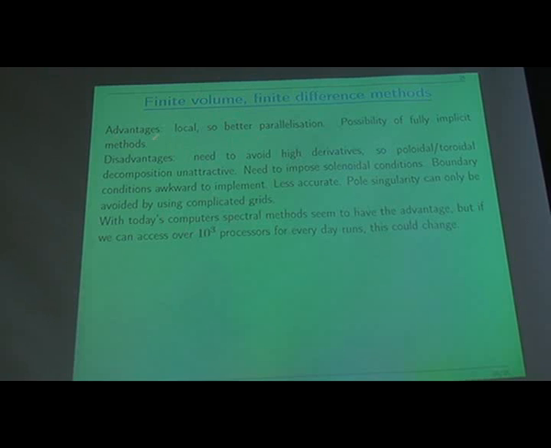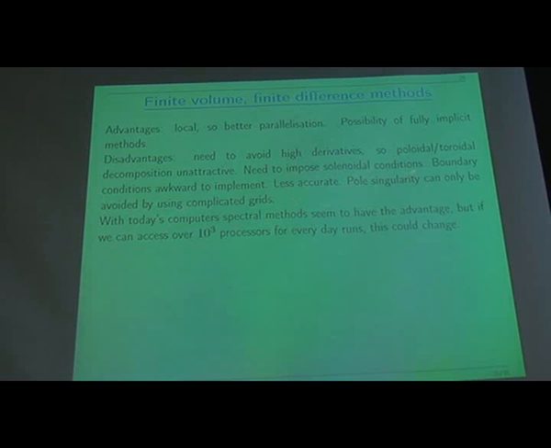The advantages of these are generally that they're local, so they're easier to parallelize. Also, there's a possibility of using fully implicit methods with these, which there isn't really with the spectral methods. They're just too involved for that. So those are two perhaps important advantages. The disadvantages are that differentiating is much harder in these methods, so you typically have to have a lot more variables floating around. The very neat formulation that you get from spectral methods is missed. And the boundary conditions are typically more awkward, and the solutions are also typically somewhat less accurate.